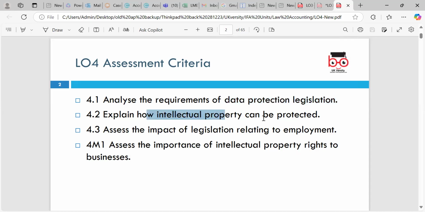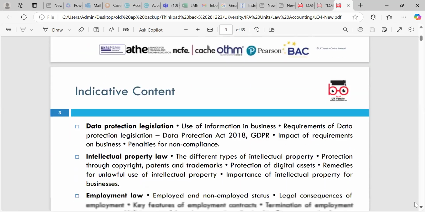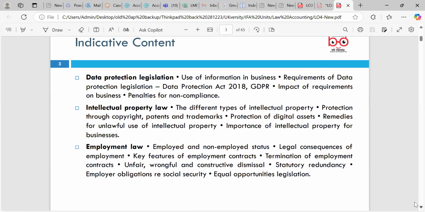Intellectual property rights: a brand can be registered, and we need to look at that. We also look at the legislation relating to employment, such as the Equality Act 2010. In law, is everyone equal? No one should be discriminated against based on race, religion, and belief. That's quite crucial. Intellectual property rights for businesses: if you created a brand and somebody copies it, you can register it and protect it. It's your right. So today's lesson is data protection, intellectual property rights, and employment laws.